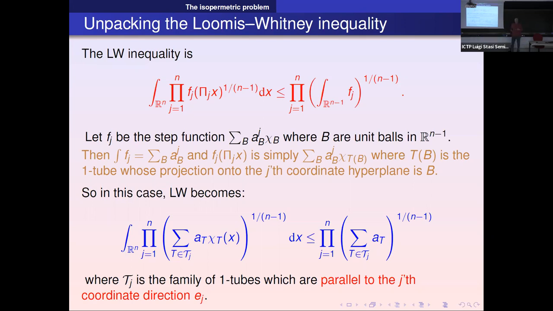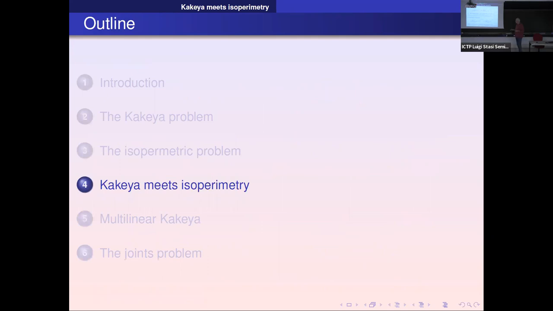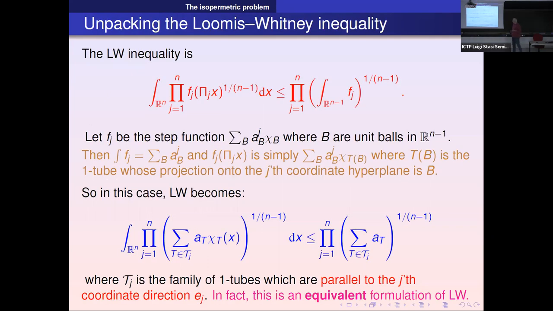So this is a particular case of the Loomis-Whitney inequality, and it has a more geometric flavor, talking about geometric objects, tubes, which have unit cross section because these balls are unit balls. And it's talking about how the overlaps of these different families of tubes are under control when you multiply these quantities together. Okay, so this is a special case of the Loomis-Whitney inequality, and in fact, it's an equivalent form of the Loomis-Whitney inequality.